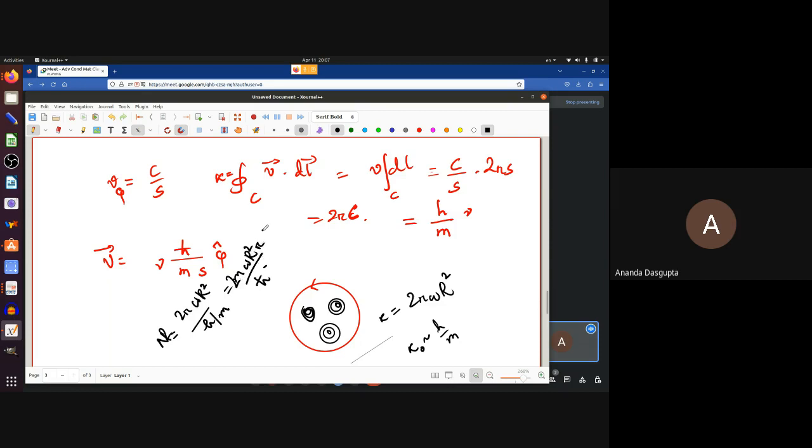Why is this pi r square? Because pi r square is the area of the loop. So the number per unit area, the density of vortices per unit area, will be essentially twice m omega by h bar. Right? A huge, huge number. So many vortices, not one. And all these vortices, circulation adds up for all these vortices and you end up with an overall circulation.